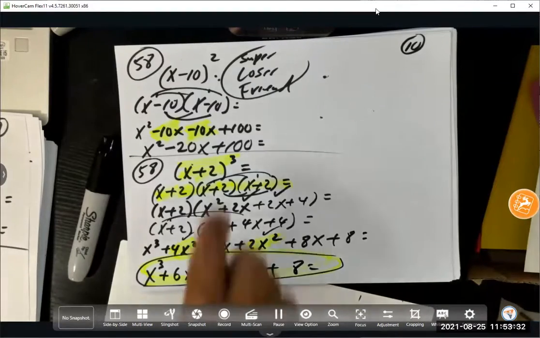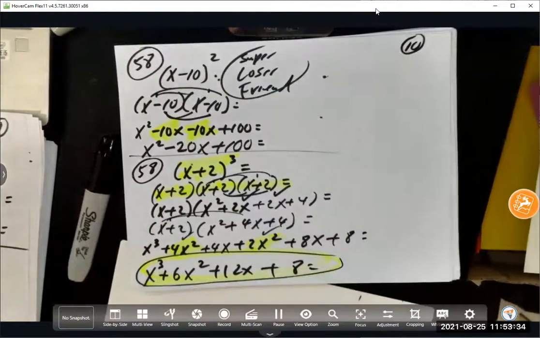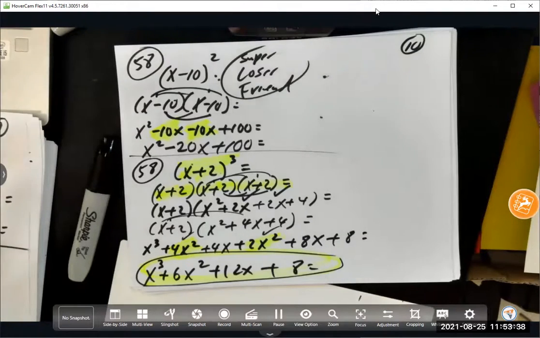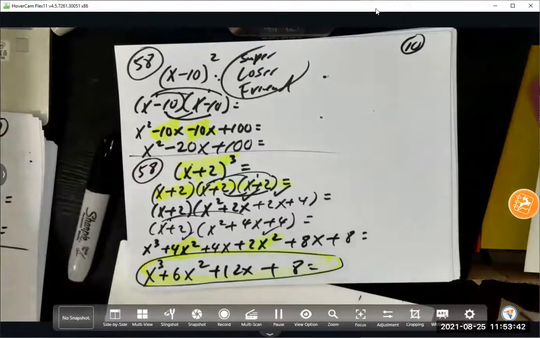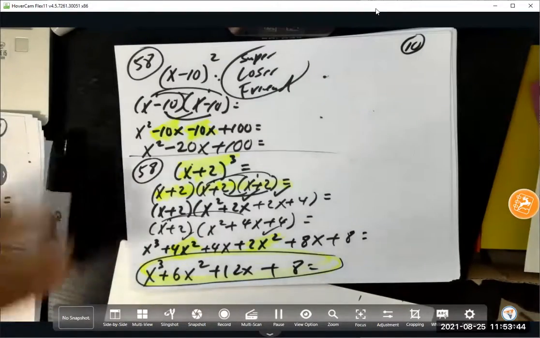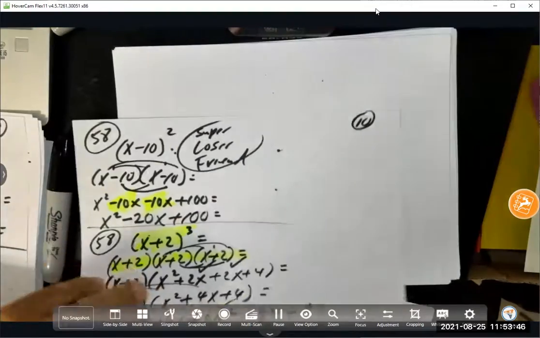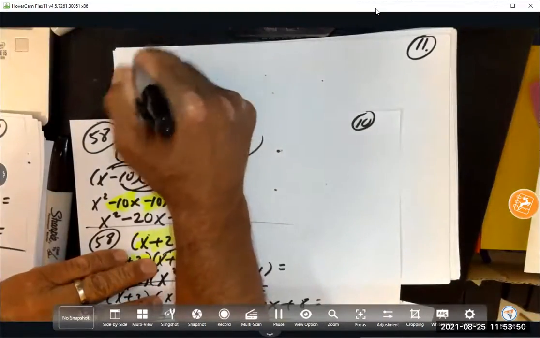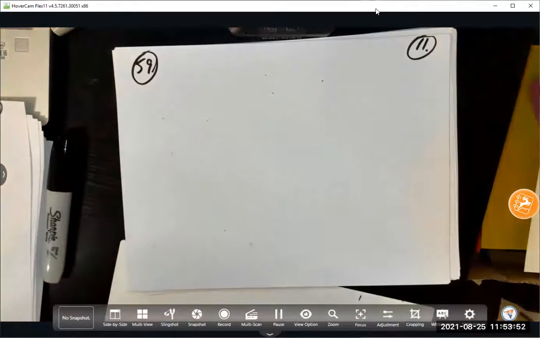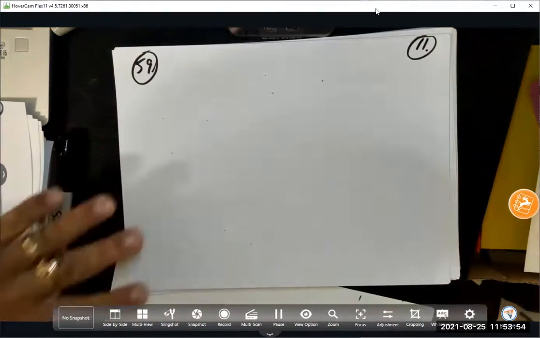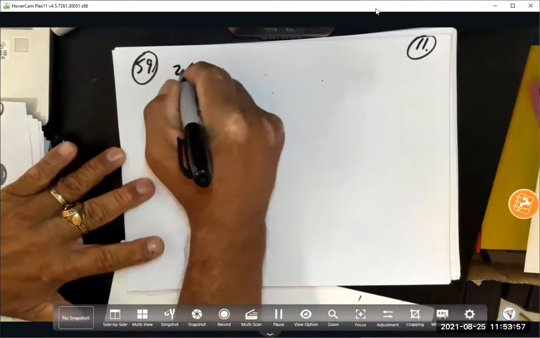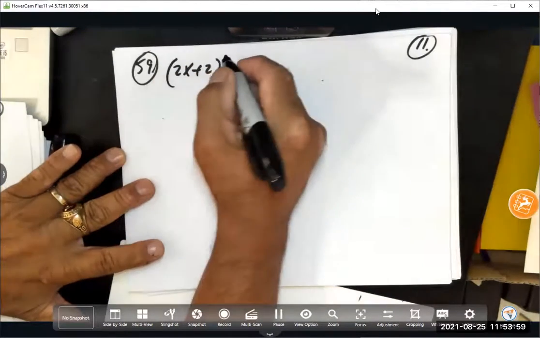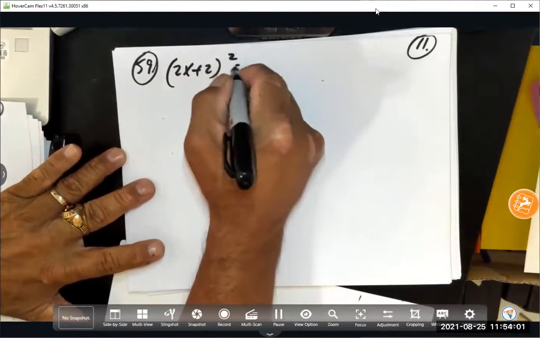All right, is that okay for 58? Yes or no? Yes. Can I go to number 59 now? Yes. Okay, let's do it. 59, let's go number 59. All right, 59, it says 2x plus 2 to the power of 2.